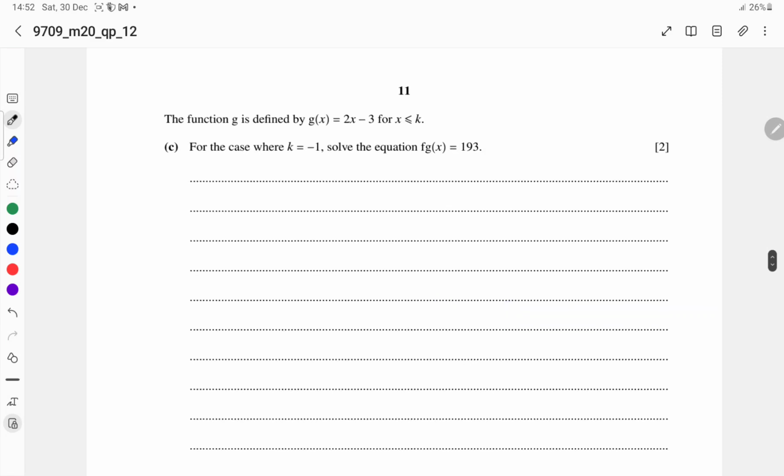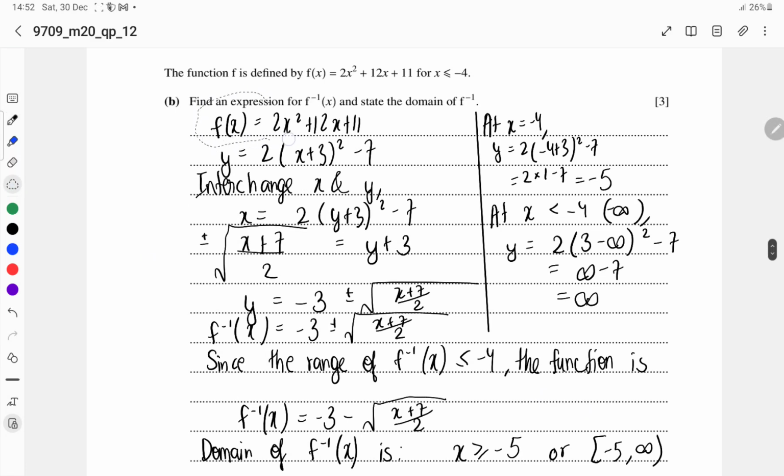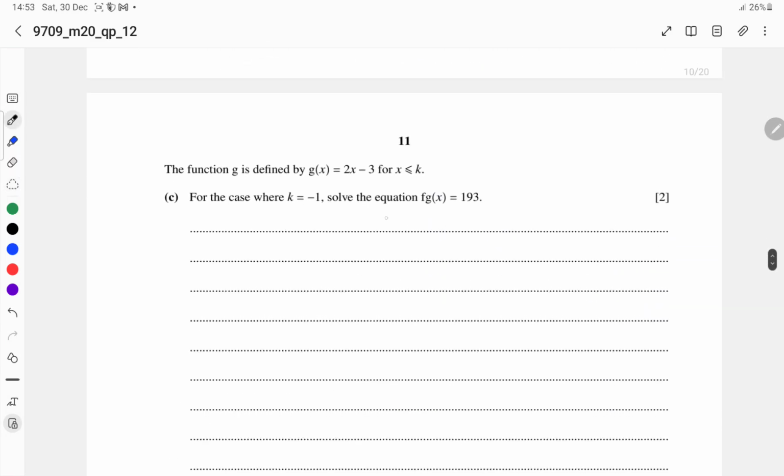And then the function g is defined by this. For the case where k equals minus 1, solve the equation f of g of x equals 193. Okay, so what is our f of x function? Let me just copy it because I don't want to write this time and again. I'm just lazy, just too lazy. First of all, we have k equals minus 1. We need to solve it by putting in f of g of x, so we put g x, which is just 2x minus 3, equals 193, right?